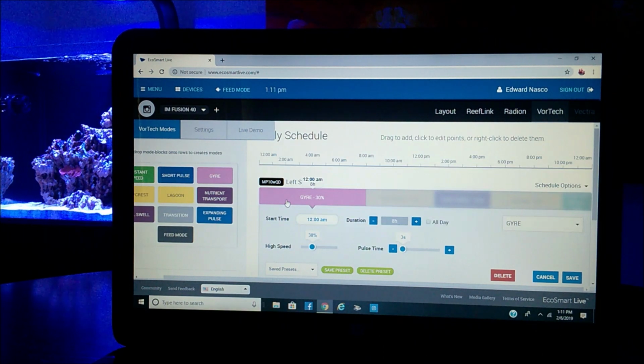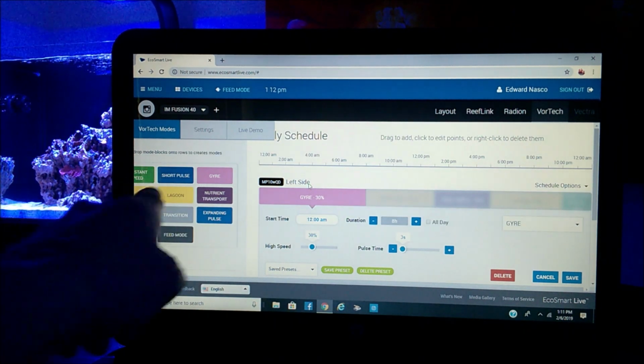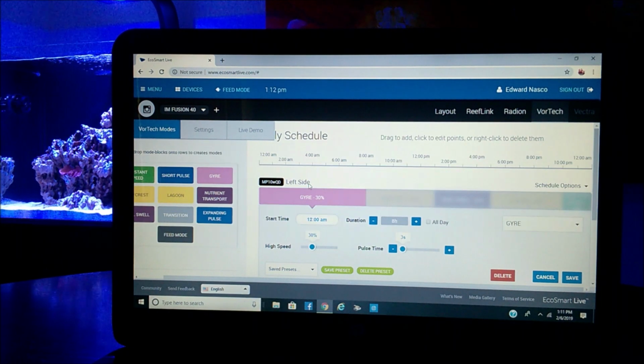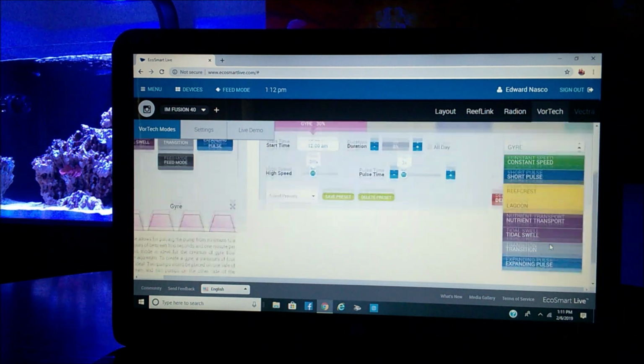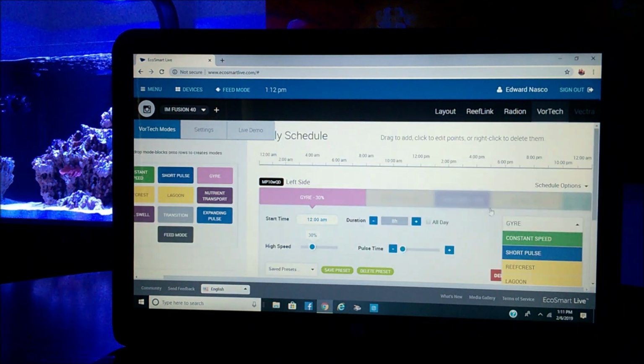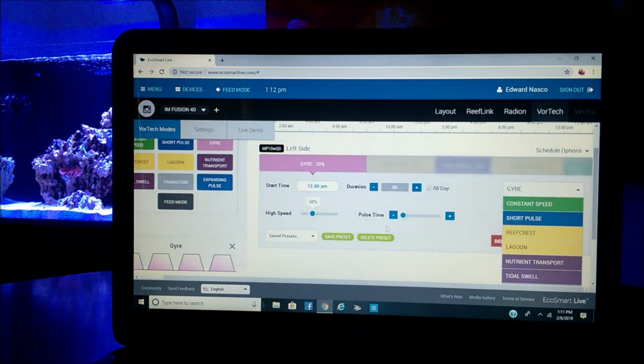Now let me show you something. I know that I explained this before, basically, but something that I draw your attention to. Instead of going to the side, to these menus where you can pick them and drop them here, I discovered this. You just go here, and then here you can actually pick what you want this to be. Of course, I selected the gyre. I could have put constant speed or whatever, and that would have actually switched it.